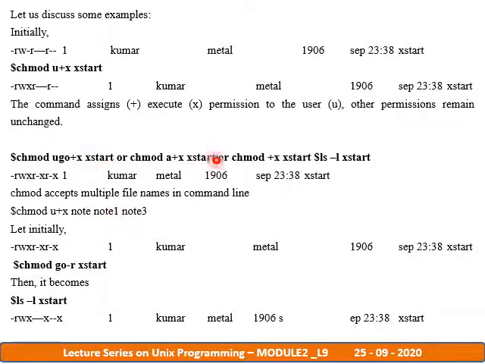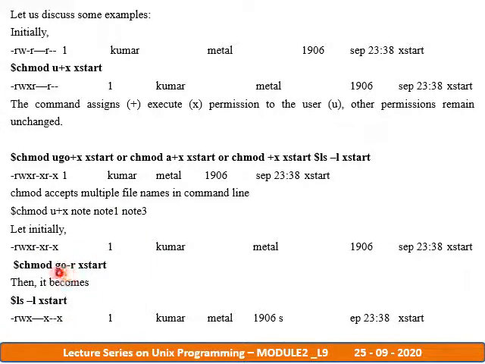And not only with a single file, the file permission can be changed with multiple file names also. Say, for example, chmod u plus x means the user will be assigned the execute permission for all these files. If there are three files, note1, note3, and you check, now the user will be assigned the execute permission for all these files.